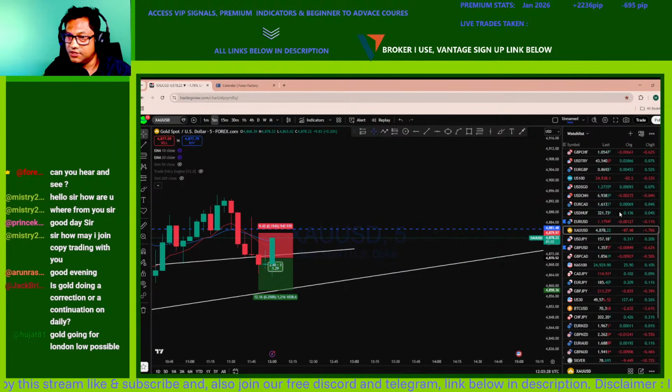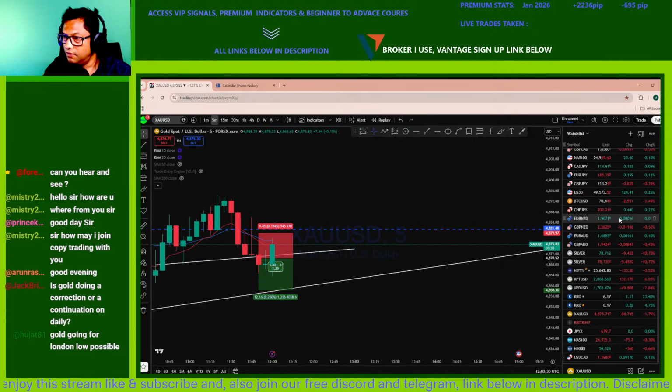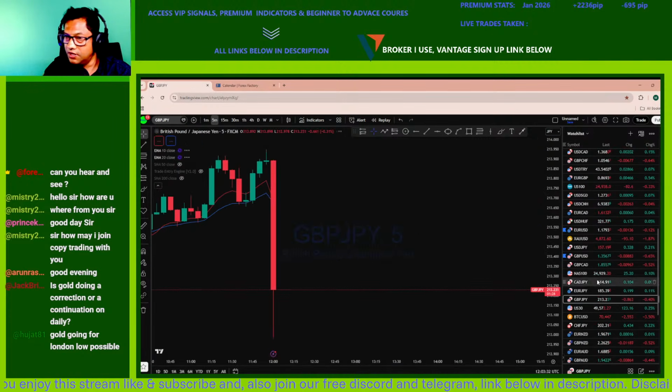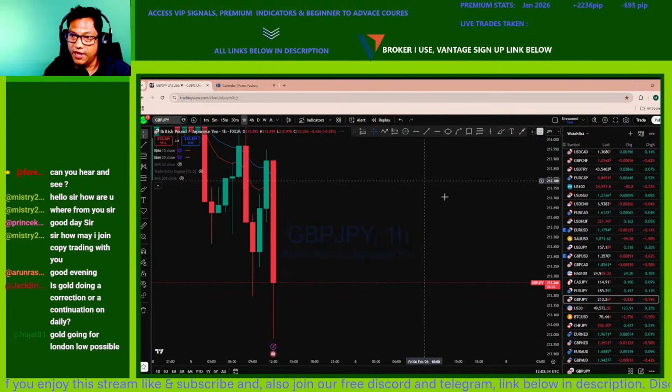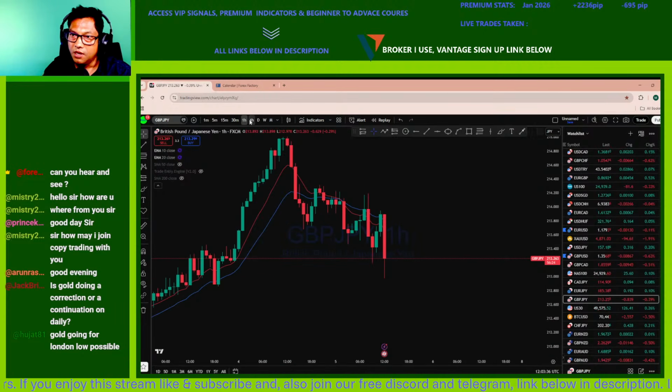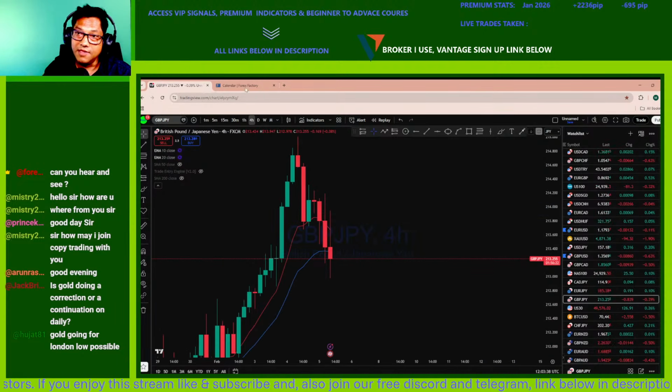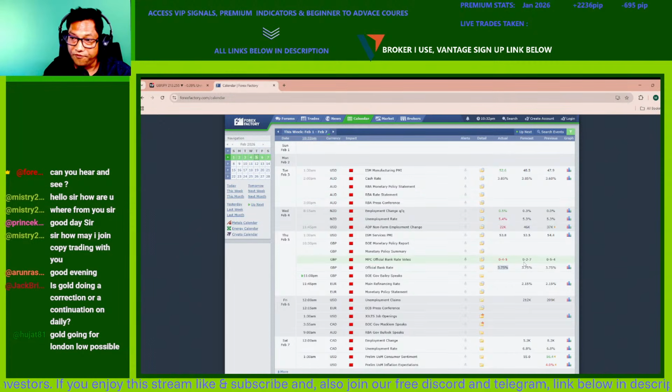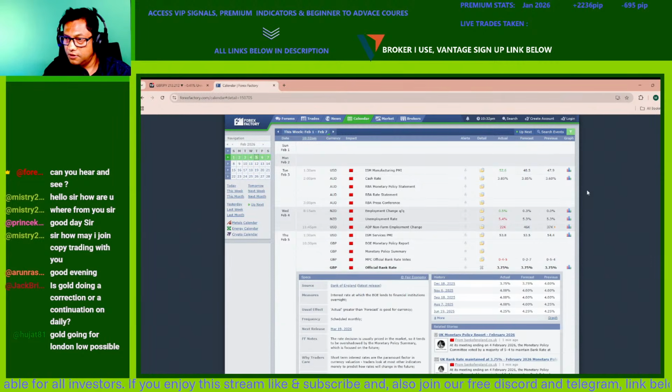So GBP has got significant downside, GBP/JPY as well. So if you look at that, there might be some indication coming about the future monetary policy, that is the official bank rate.